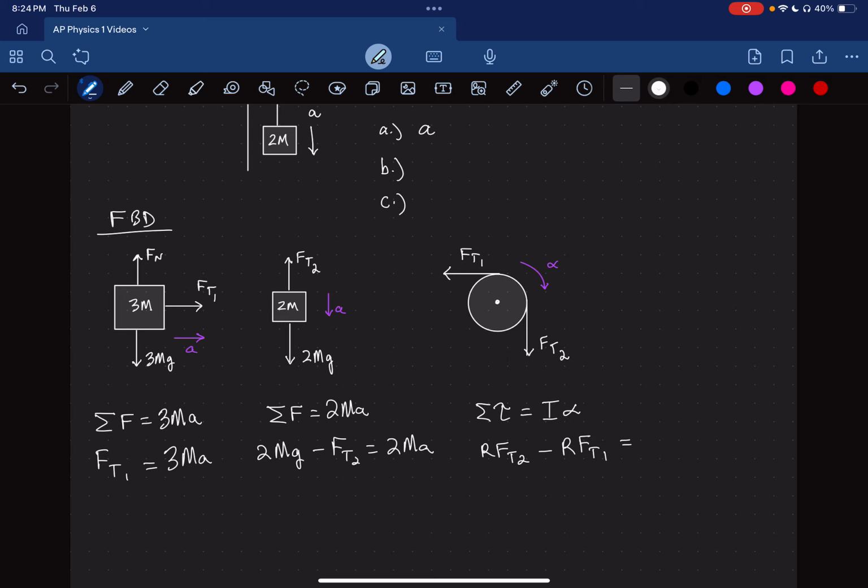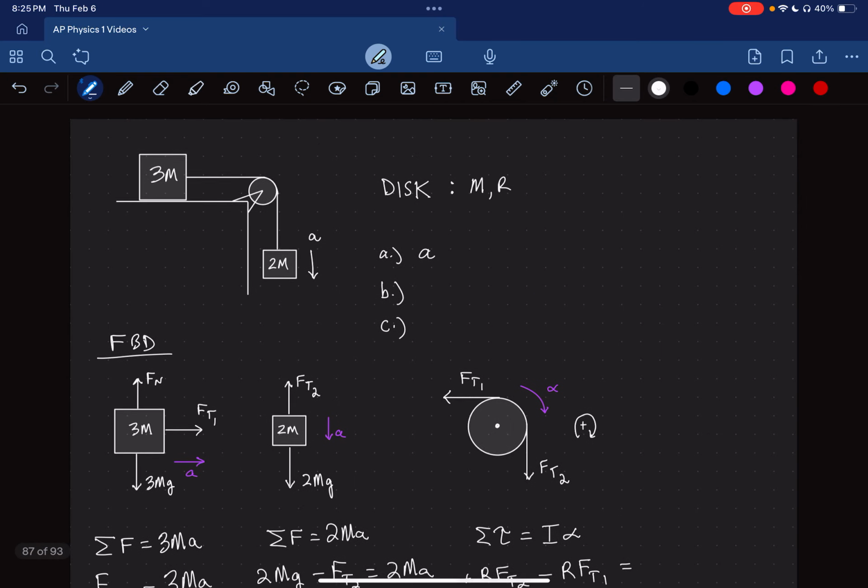But real quick, I've kind of just done this without telling you about this, but let's make clockwise the positive direction. So I'm making this torque RFT2 positive, and I'm making this torque a negative torque because it's counterclockwise. Because I know that it's going to be rotating this way, I'll make that way positive.